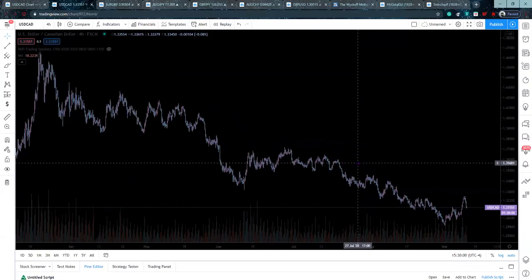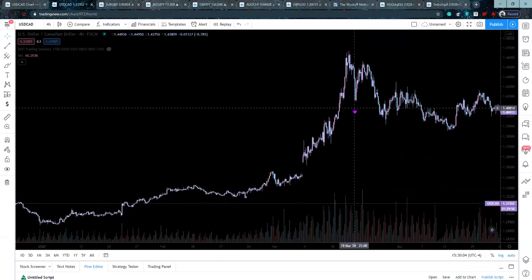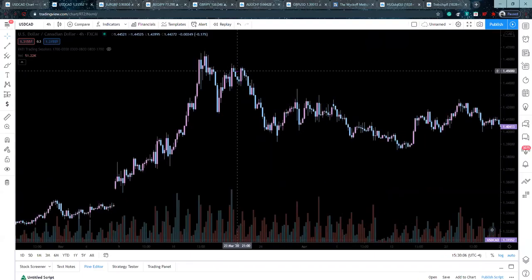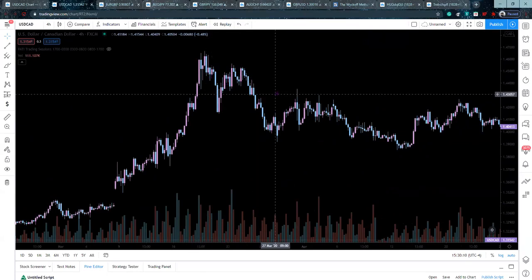That's the distribution because I see it falling down. I see it dumping. Well, up here it could have been distribution in lower time frames, or up here it could have been distribution in lower time frames, but not right here.